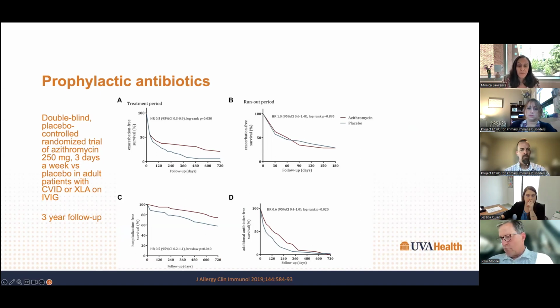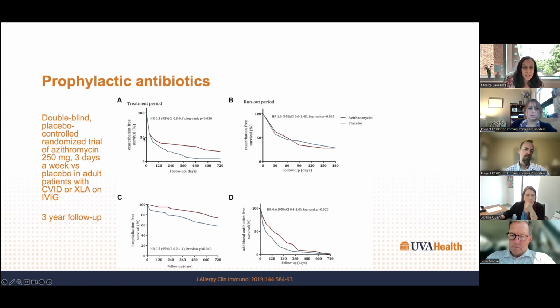The idea behind that is if they're going to be on antibiotics all the time anyway, chasing infections, then if you use a low dose of a relatively narrow spectrum antibiotic on a regular basis, you can prevent them from having so many breakthrough illnesses and improve the quality of their life. Again, this has been studied in a really well-done trial. This is in patients with common variable or X-linked agammaglobulinemia who were already on immunoglobulin replacement, but who still had infections. They randomized them in a double-blind placebo-controlled trial to either azithromycin 3 times a week or placebo, and followed them for 3 years. So a really robust study design.